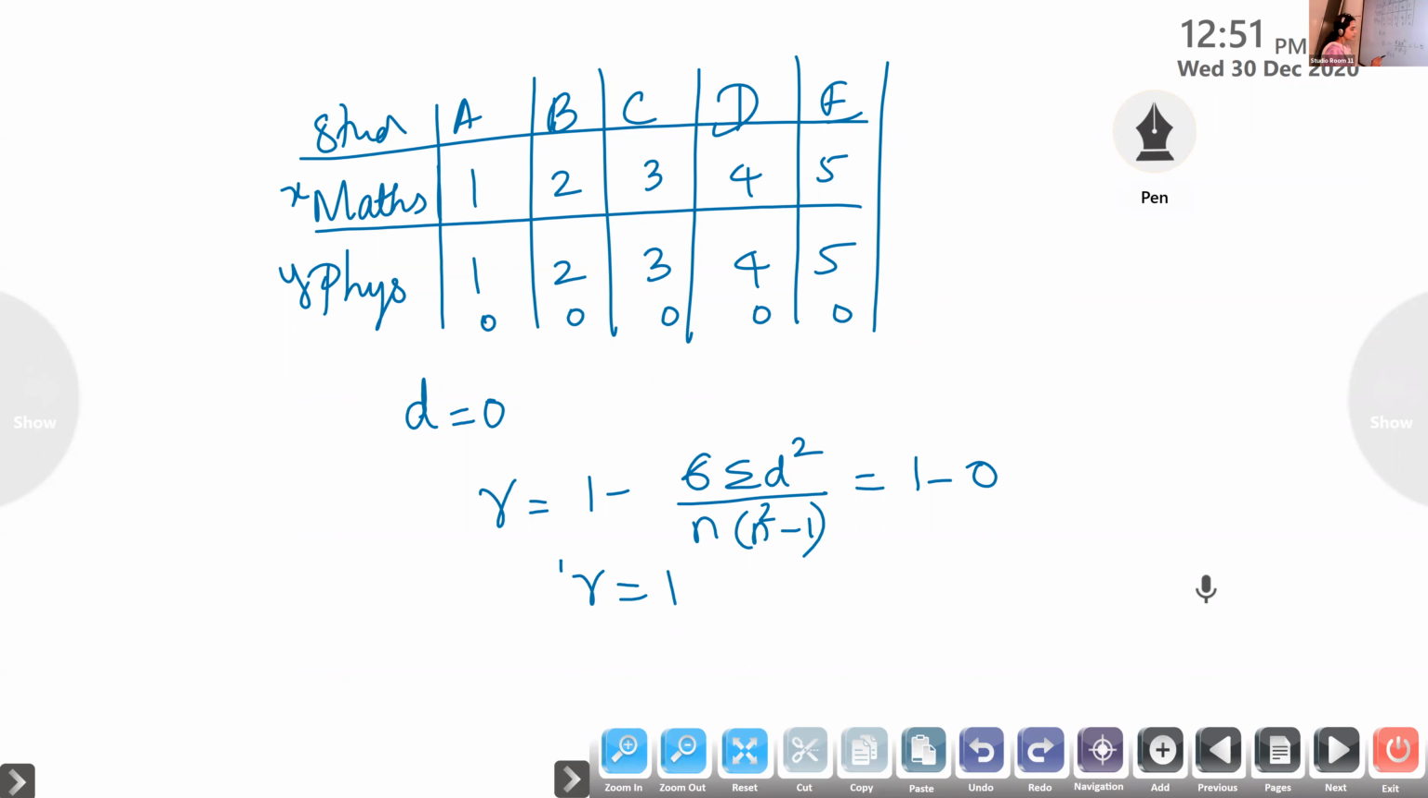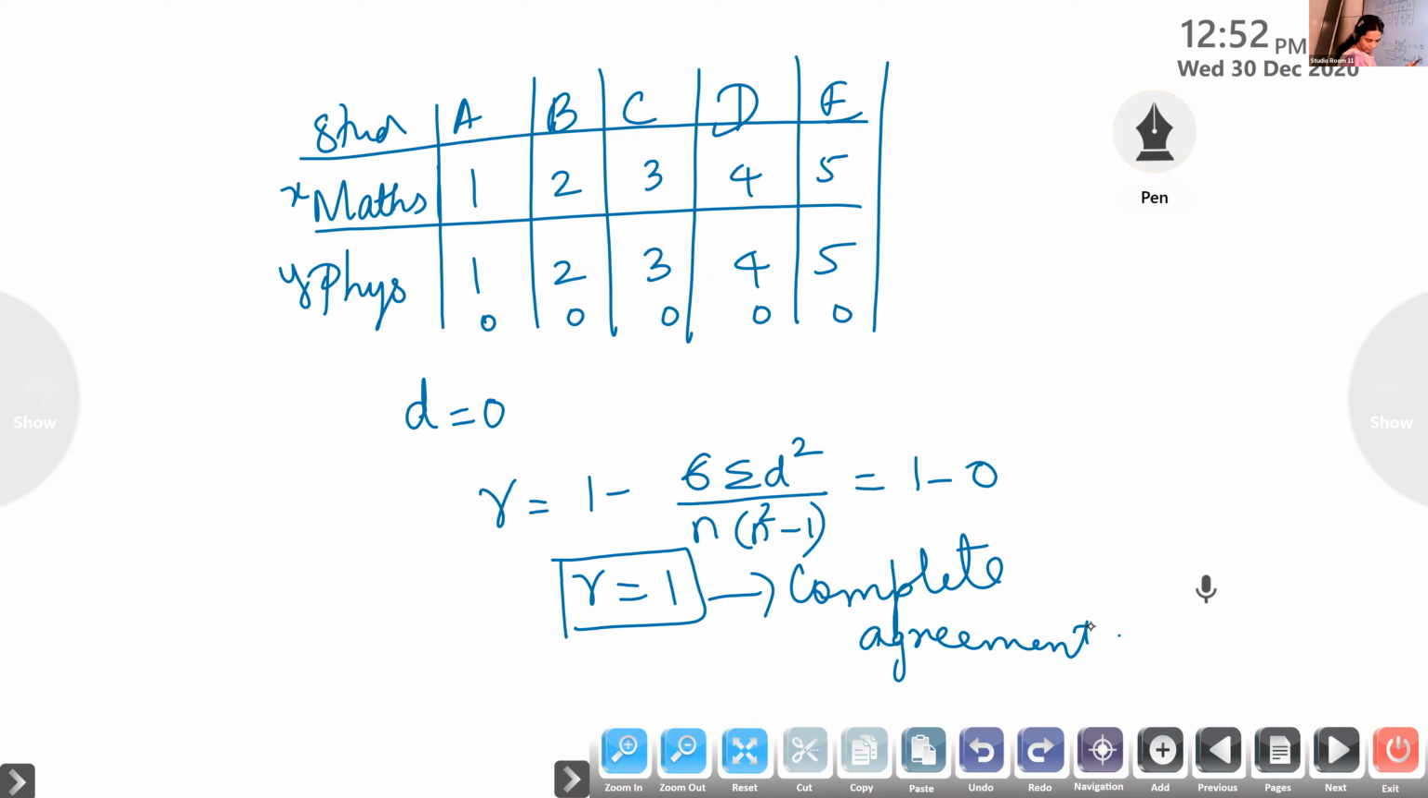When the rank correlation coefficient is 1, we can say they are in complete agreement. Look here, the same rankings only they are getting. If the rank correlation coefficient is 1, we say they are in complete agreement. It means the same persons are holding the same ranks, with no change in the ranking.